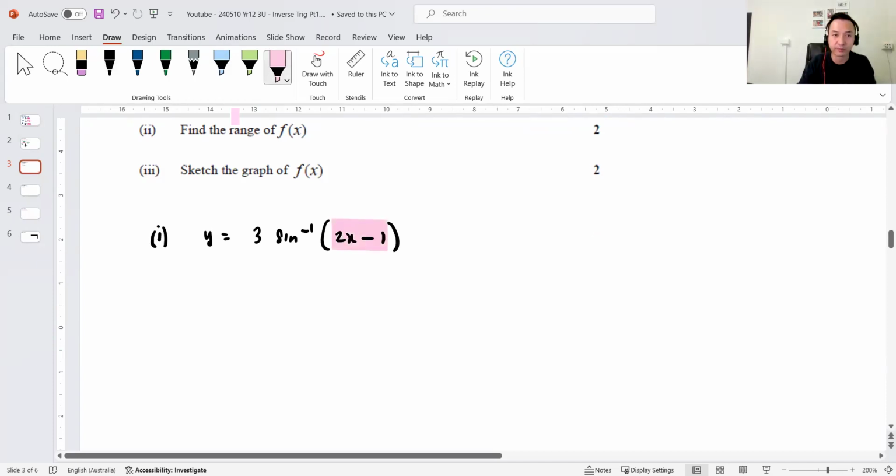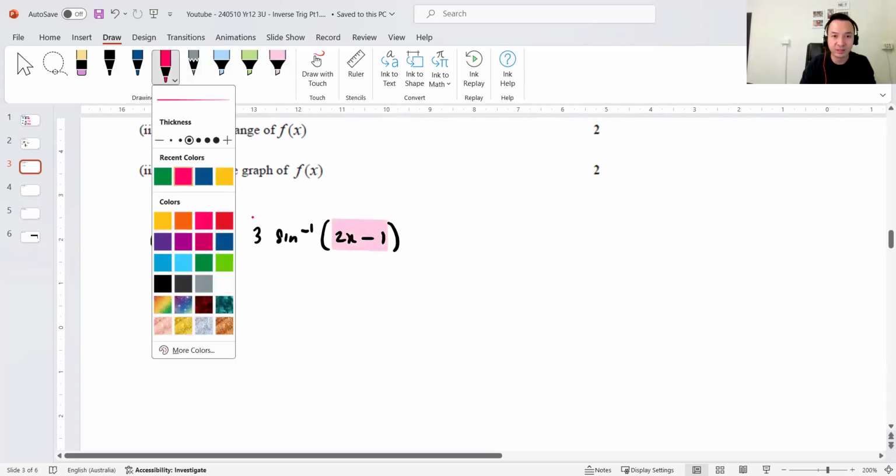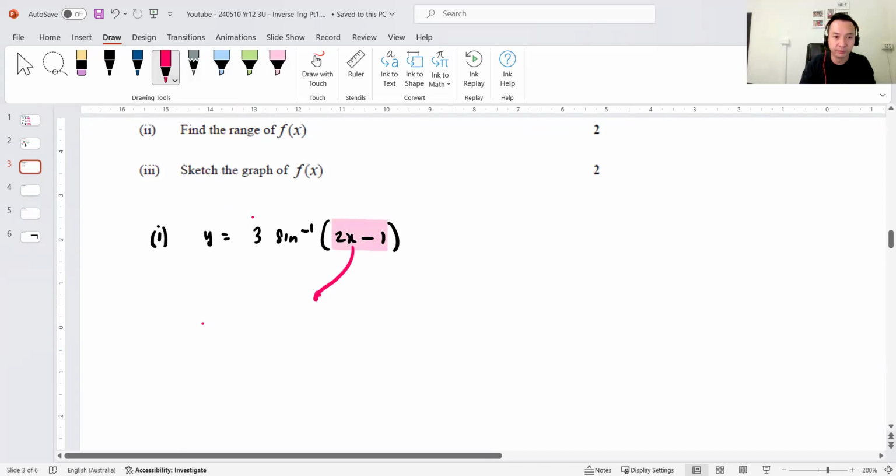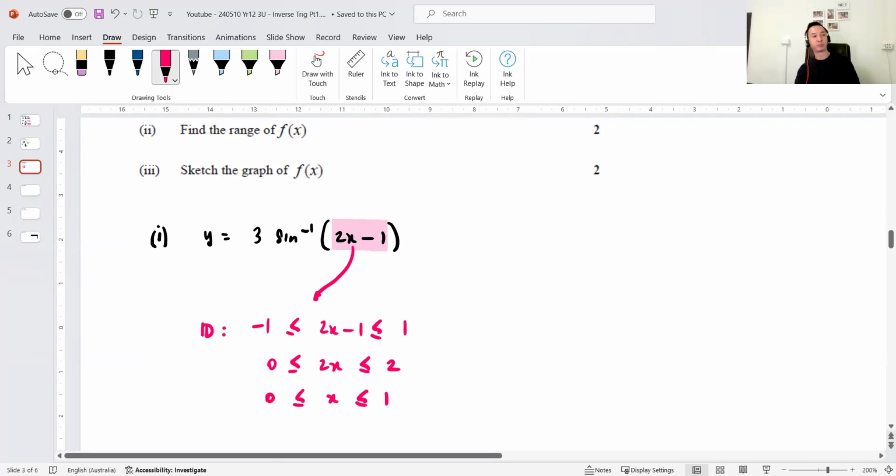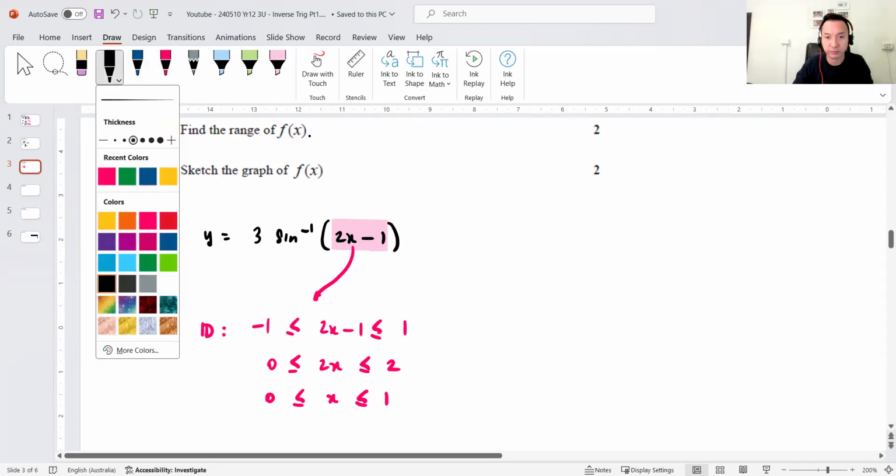This guy here, I'm going to put it for domain between 1 and -1. Put the plus 1 to both sides, that's 0, 2x, 2, divide by 2, 1, 0. Pretty straightforward, guys. That's 2 marks. Wow. Okay. You know what? Let's do the next one.